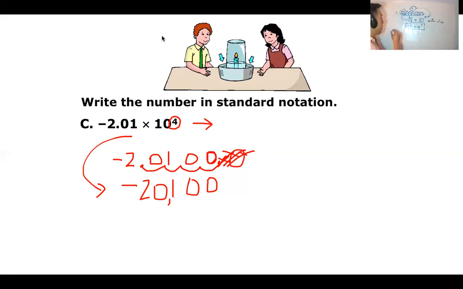Okay, another example. What if we have 3.8140001? Okay, so what is this? Is this scientific notation or standard notation? This is standard notation still. It's because we don't have this part. Okay? Now, we need to transform that one into like this.